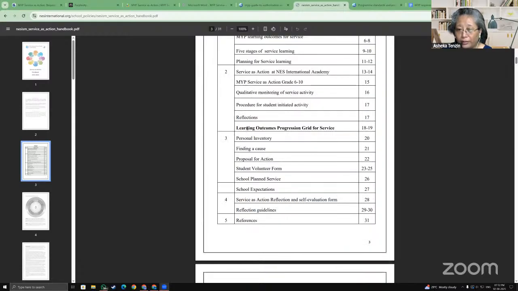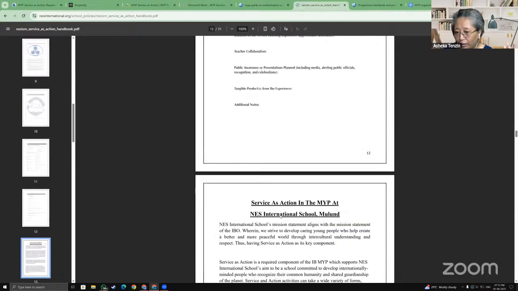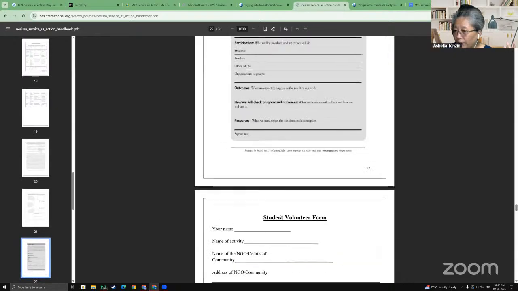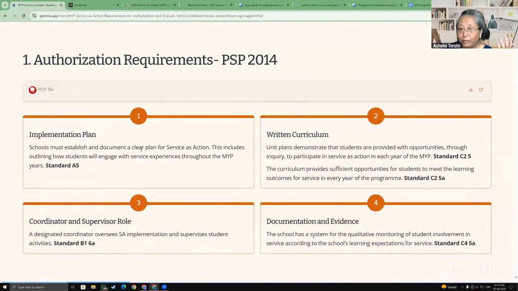They also have the service as action learning outcomes progression grid, the personal inventory, and a finding course. These things are really interesting, and they have good examples given over here. So you can take inspiration from here and think about creating your service as action handbook if you don't have one. Okay, so that is about implementation.